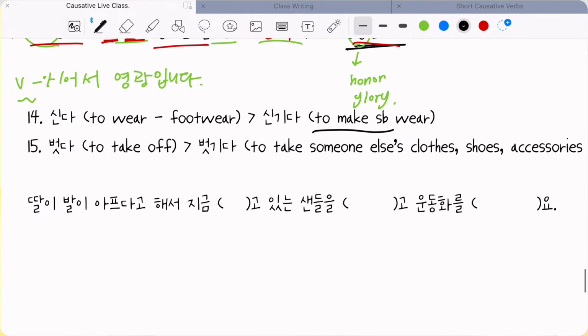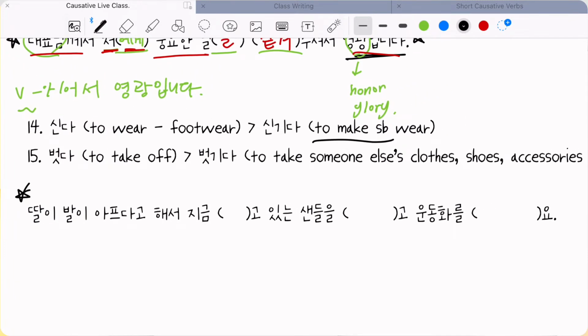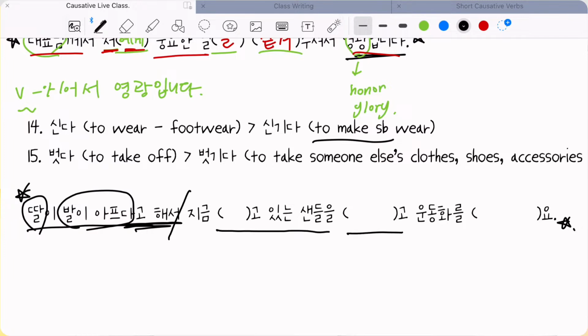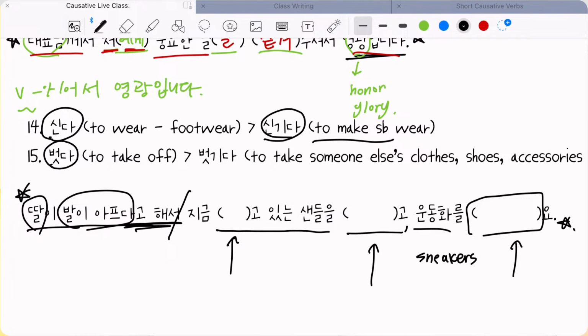그러면 여러분, let's look at this sentence, guys. 딸이 발이 아프다고 해서, so my daughter, her feet hurt, right? 다고 해서, she said that. My daughter said her feet hurt. So, 지금 blank 고 있는 샌들을 blank고, 운동화 means sneakers. So it's comfy shoes, a relatively comfortable shoe, right? So 운동화를 blank. Just by this context alone, can you try filling in each blank with the correct verb among 신다, 신기다, 벗다, and 벗기다?